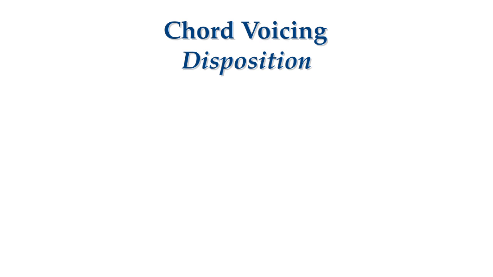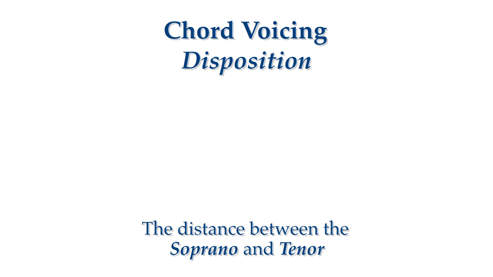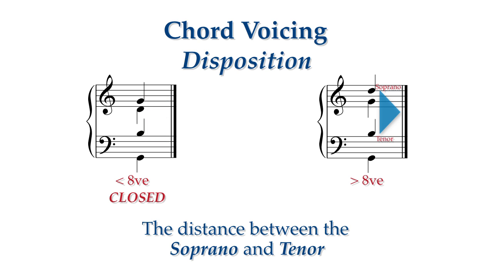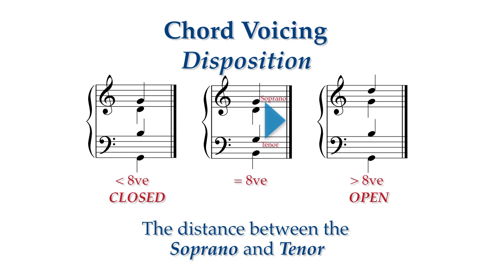We describe the disposition of the chord as the distance between the soprano and tenor voices. If the interval between the soprano and the tenor is less than an octave, the disposition is closed. If the interval between the soprano and tenor is greater than an octave, the disposition is open. If the interval between the soprano and tenor is exactly an octave, the disposition is open octave.